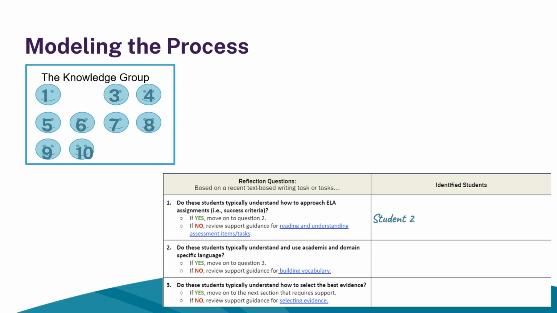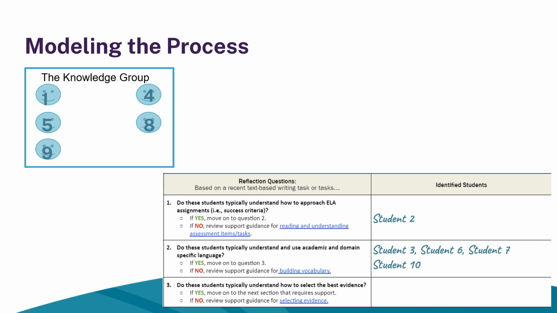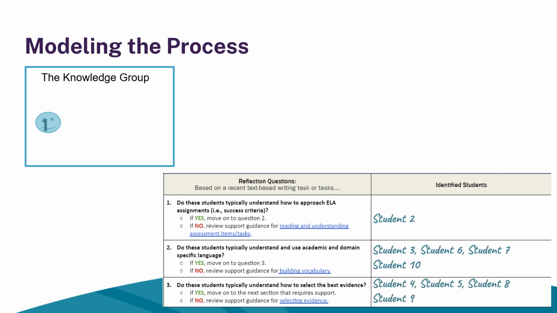She then noted another 4 students who are struggling, within a recent classroom writing task as well as other assignments, to understand and use academic and domain-specific vocabulary. So she noted them down in the second box. Finally, in her review of a recent writing task, she noted that almost all the remaining students struggled to select the best evidence and support their answers, so she noted those students in the third and final box. Student 1 was the only student for whom none of the 3 reflection questions seemed to apply.